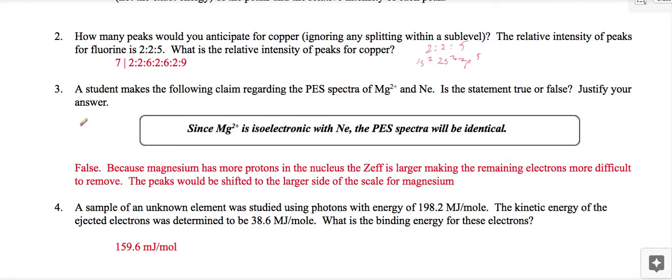All right, number 3. A student makes the claim regarding magnesium and neon that since magnesium is isoelectronic with neon, meaning they have the exact same electron configurations, their spectra will be identical. And this is a false statement because of the number of protons that each one has. Magnesium has 12, neon has 10. We have a larger effective nuclear charge here. I guess we're going to be talking more about this in Chapter 8, but more protons means greater attraction to the electrons, so it's going to pull them more tightly. And so it'll be more difficult to remove these, especially the core electrons as we get closer to the nucleus, so it's going to have larger values than the neon would.